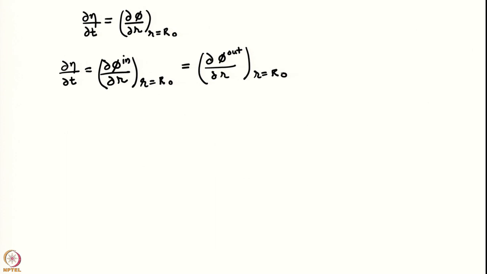So, you can see that the kinematic boundary condition now has two equations. There are two equalities, this and this. I am going to call this equation 1a and 1b. This is our linearized kinematic boundary condition. So, that takes care of one boundary condition.